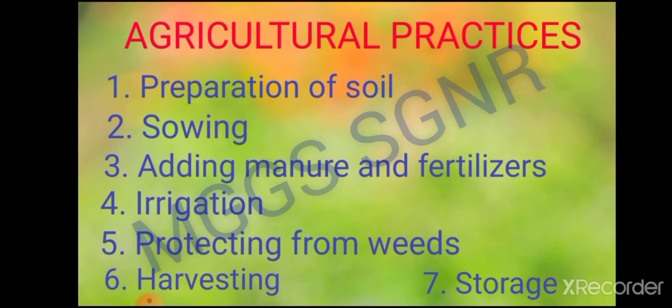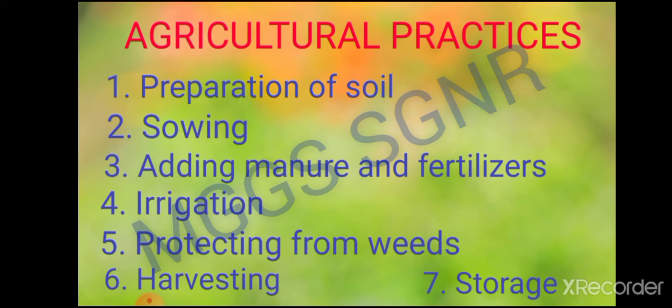When plants get nutrients from the soil and water through irrigation, then plants grow up. Along with the main crop plants, some unwanted plants also grow up. Those unwanted plants which grow along with the crop plants are known as weeds. And now we need to protect our crop plants from those weeds. So we have to remove the weeds also, which is known as weeding.